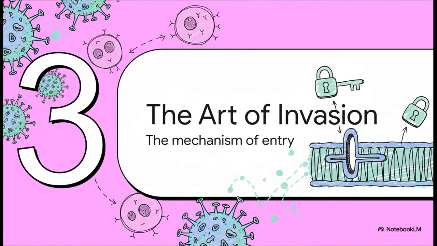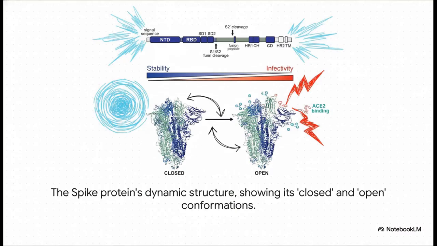Now for the main event, the molecular break-in. How exactly does SARS-CoV-2 use its sophisticated protein machinery to gain entry into one of our cells? The virus's number one tool is its spike protein. But don't think of it as a static key, it's more of a dynamic, shape-shifting machine. As you can see, it flicks between two states, a closed or RBD down conformation, where it's pretty stable and shielded, and an open or RBD up state. It has to adopt this open state to expose its receptor binding domain and actually kick off the infection.